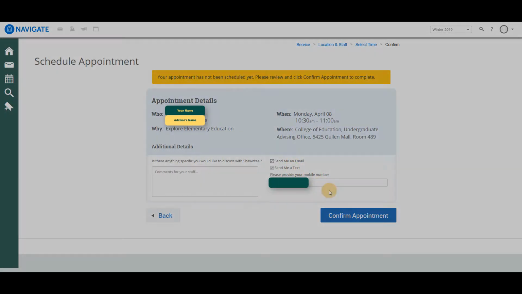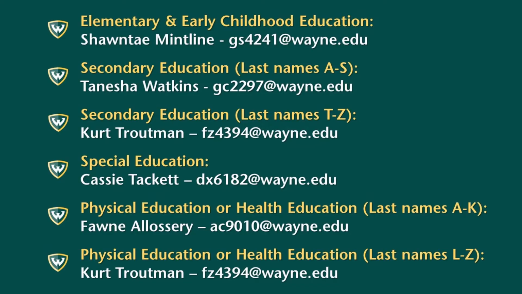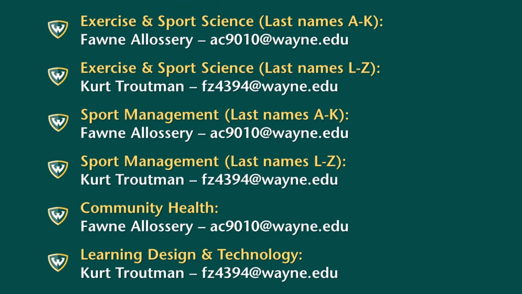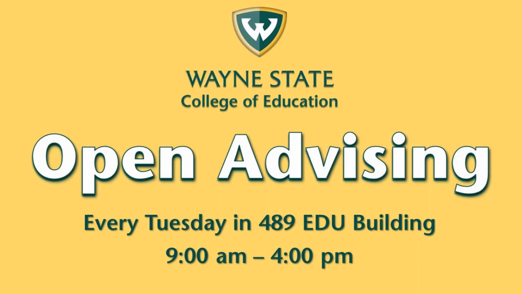If you are not already a Wayne State student and would like to meet with a College of Education academic advisor, please find the contact for the advisor within your desired minor and email them a request for an advising appointment. Or stop into our office on Tuesdays from 9 a.m. until 4 p.m. for open advising.